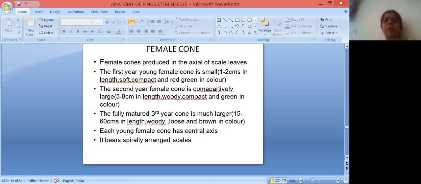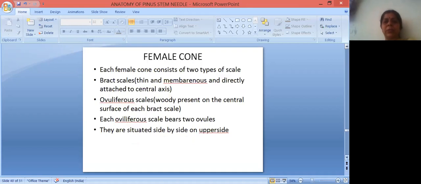Here the first year female cone is young and very small, 1 to 2 centimeters, soft, compact and red-green in color. The second year female cone is comparatively large, 5 to 8 centimeters in length, woody, compact and green in color. The fully matured third year cone is much larger, 15 to 60 centimeters in length, woody, loose and brown in color. After completion of the third year, it is ready for the fertilization process.